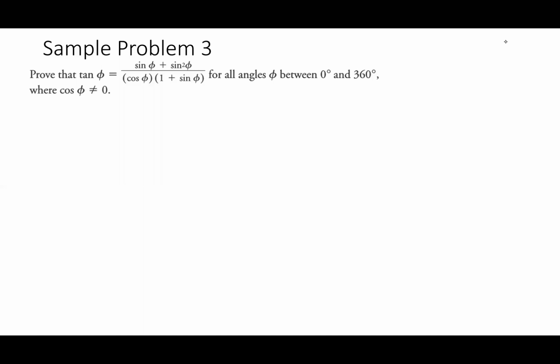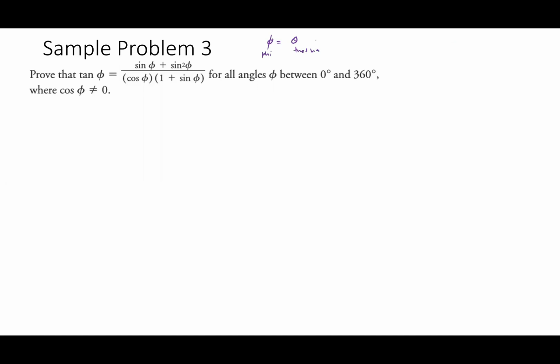Okay, so let's take a look at sample problem 3. We're proving identities, and we want to prove that tan theta, or in this case they're using phi, but let's call it theta, is equal to sine theta plus sine squared theta over cosine theta times 1 plus sine theta. Just the variable. If we're trying to prove this identity, I'm just calling it theta. You can just call it phi, the same thing. It's just another Greek letter, and we'll just assume that phi is theta, so it's the same thing.